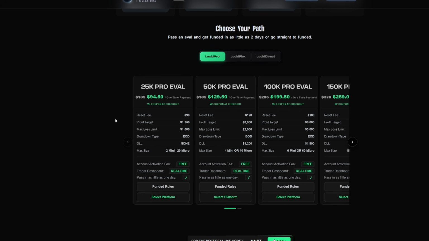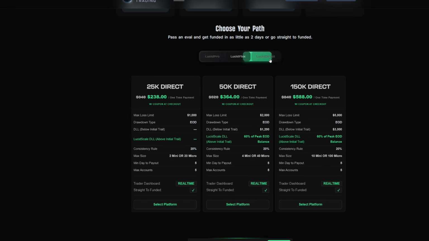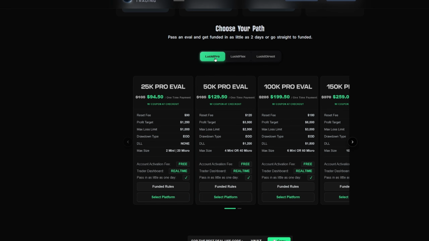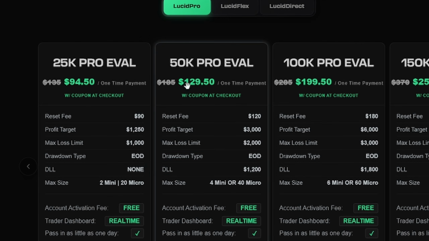Now, the thing I've been getting a lot of questions about is when you scroll through some of these accounts, like the direct account, you can see there is a daily loss limit, but it says 60% of the peak balance. Well, if we look at the Lucid Pro account, we can see right up here, we have a DLL of $1,200. Well, let's go over to the FAQ real quick.